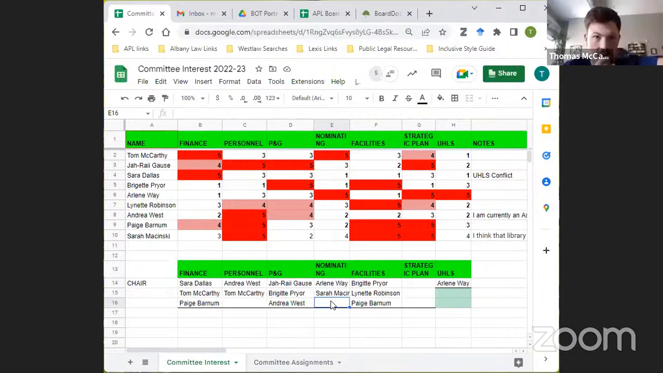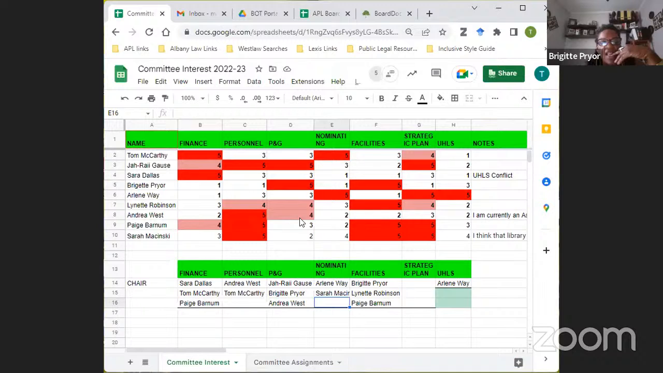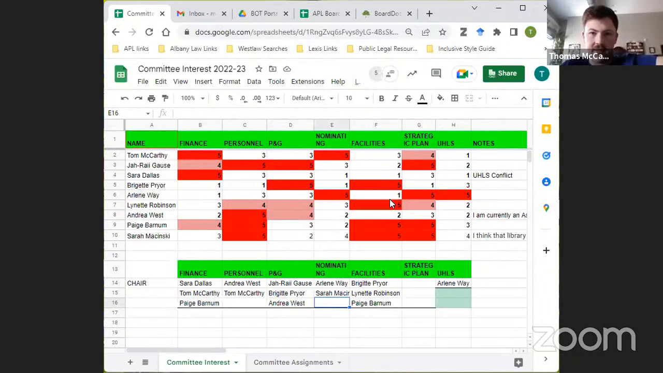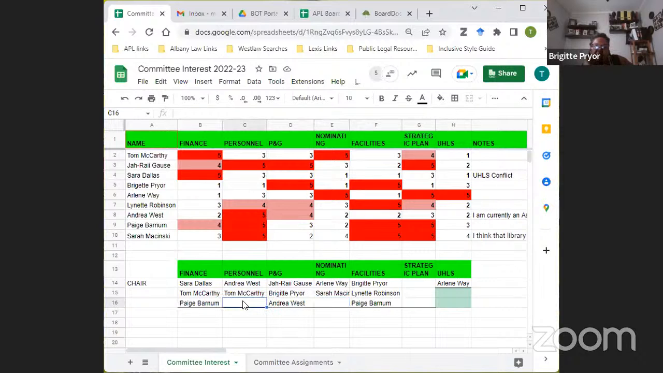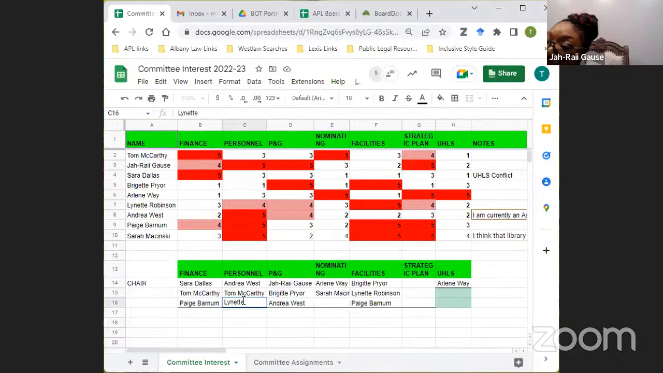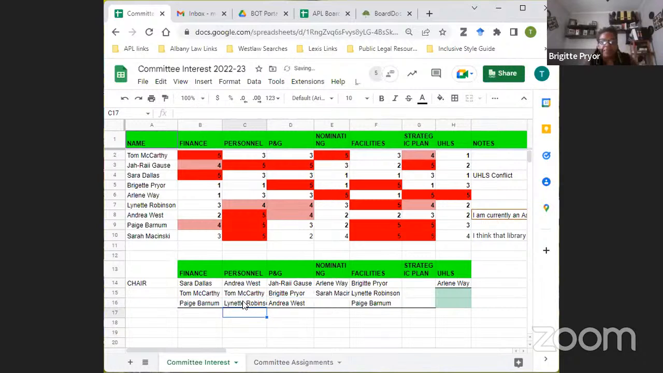Andrea only put 5 and 4 for those 2 committees, but Lynette has 4s in other committees that she could fit onto too. So put Lynette on personnel, because Andrea has the caveat that she had more experience in P&G, what she brings to the table, as well as personnel. So Lynette can be on personnel. Okay, so Lynette on personnel and Andrea on P&G, you're saying? Yes.